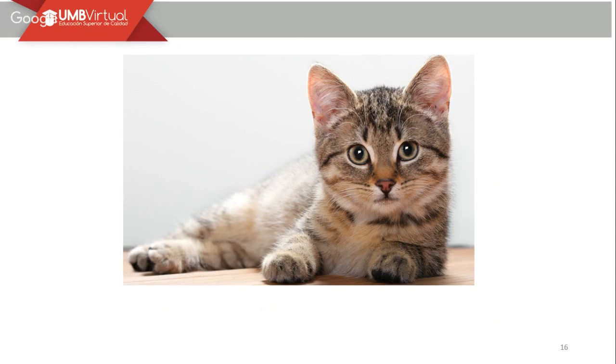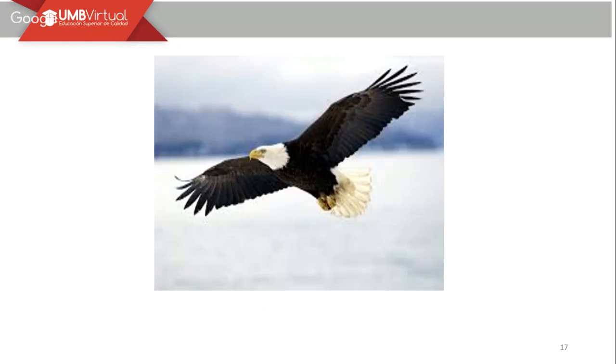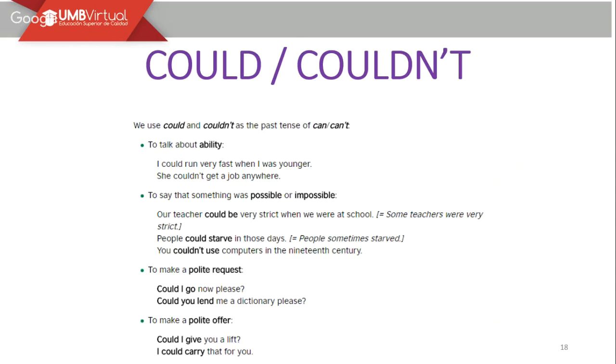Okay, so right now, tell me where is ability according to this picture. This cat can walk. This eagle can fly. Could or couldn't. We use could and couldn't as the past tense of could or can.